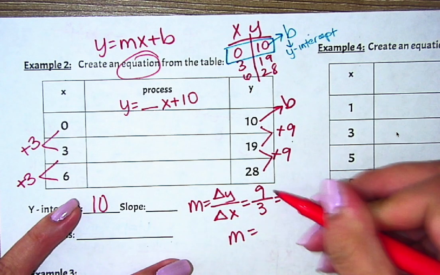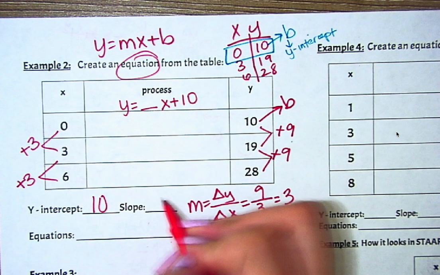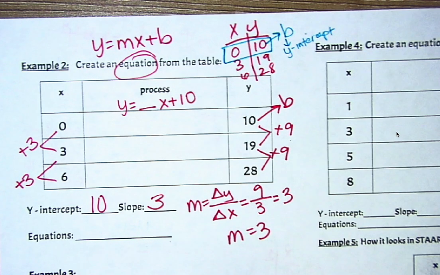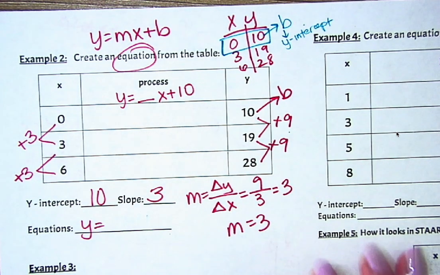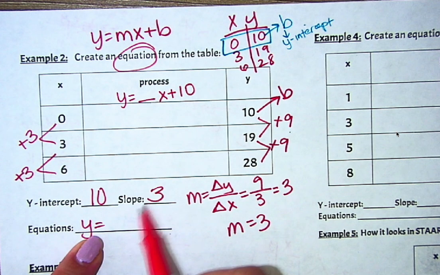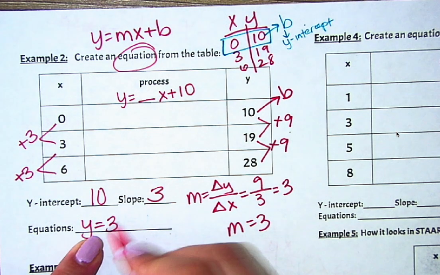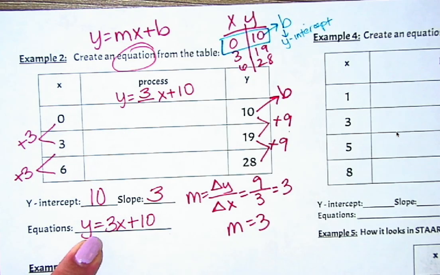So 9 divided by 3 is 3, so m is equal to 3. So I can put that over here in my slope. And I just have to write my equation now. Y equals, my slope is 3, so it's going to be 3x plus 10. And I'll plug that in up there too.